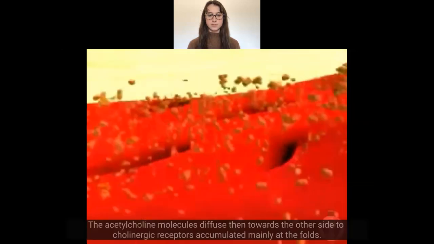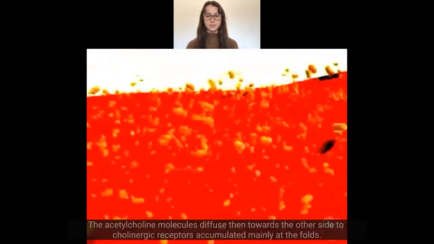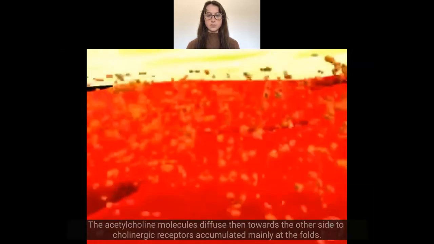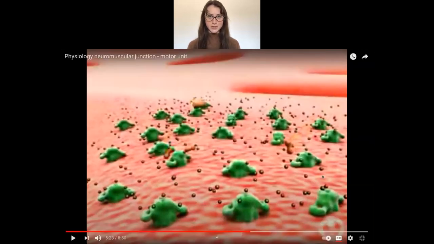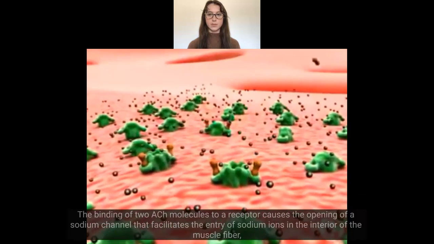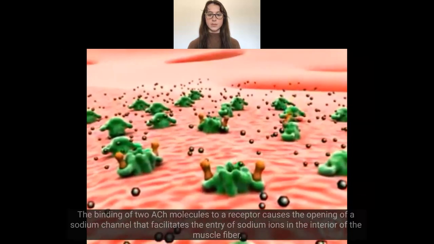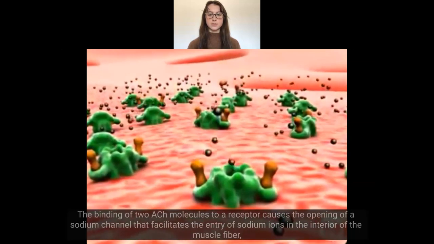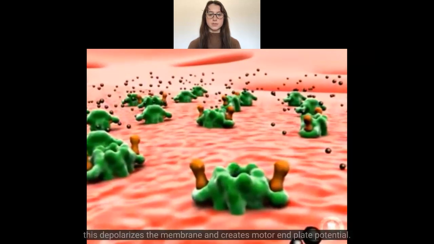The acetylcholine molecules then diffuse towards the other side to cholinergic receptors accumulated mainly in the folds. Cholinergic receptors are those neurotransmitter receptors that are on this postsynaptic cleft. The binding of two acetylcholine molecules to one receptor causes the opening of a sodium channel that facilitates the entry of sodium ions in the interior of the muscle fiber. This depolarizes the membrane and creates motion.